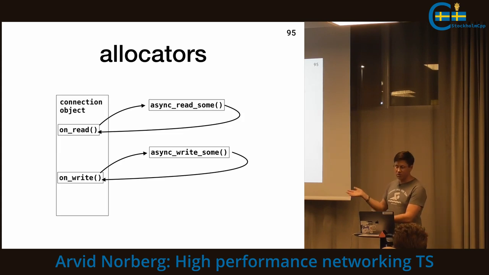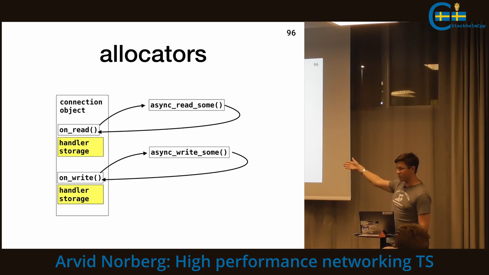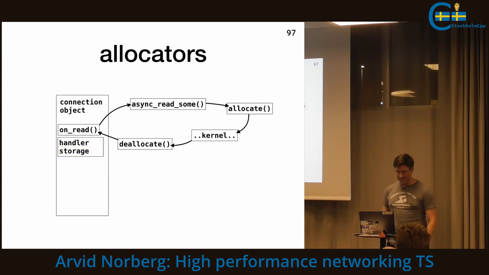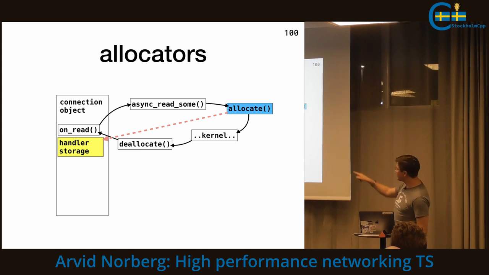So looking back at the connection object, we have the onRead and async read some loop and the onWrite loop. Let's put some handler storage right next to them with allocators. Now I'm going to try to illustrate what we're getting at, and then I'll show you the code. So basically, let's just look at onRead. We're in the onRead handler. It will call async read some. It will invoke our allocator, and we'll say, yeah, here's some storage right there in our connection object. So put the handler there.